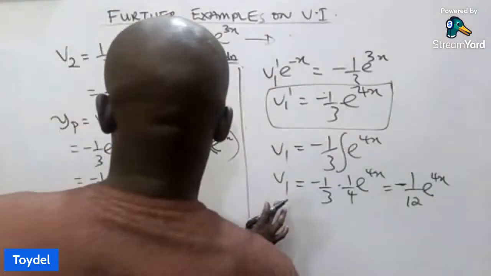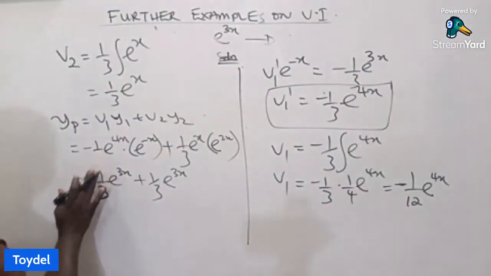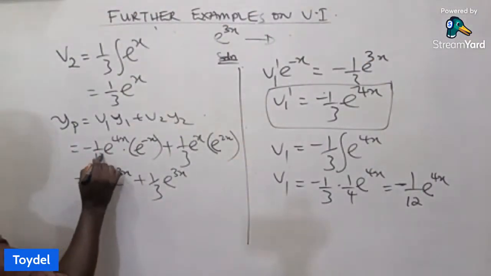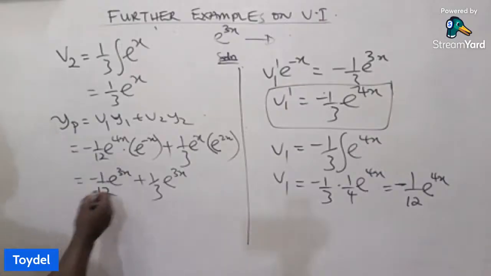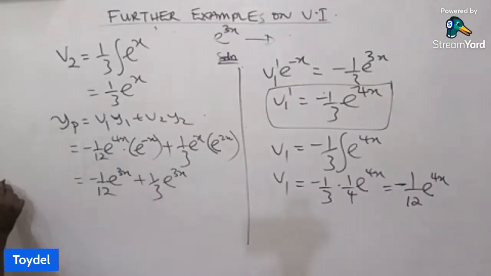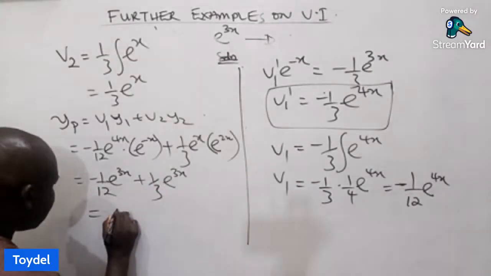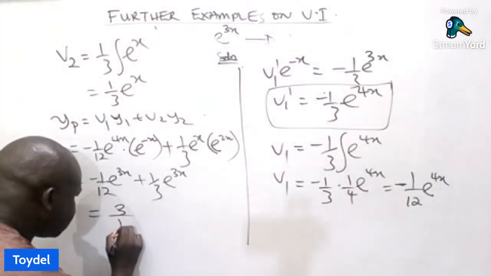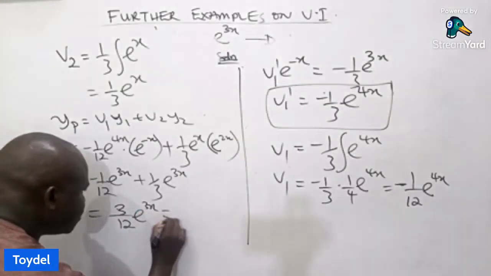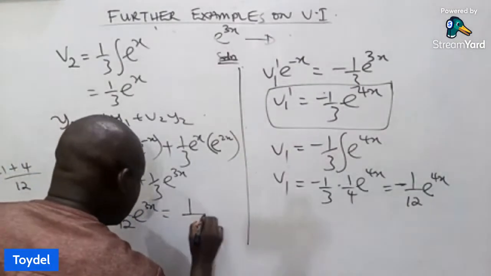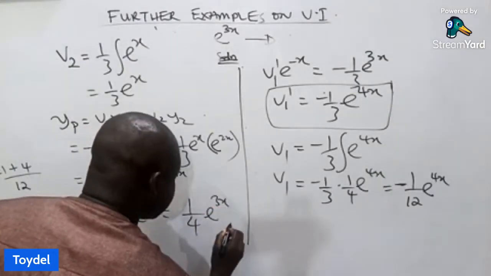Here is 12. V1 is 12, not 3. It's 12, not 3. So if you add these two together, when you find the LCM, that will be 12. It will be minus 1 plus 4, that will be 3 over 12. So that is 3 over 12 exponential 3x, which is the same thing as 1 over 4 exponential 3x. That's what we are going to get.